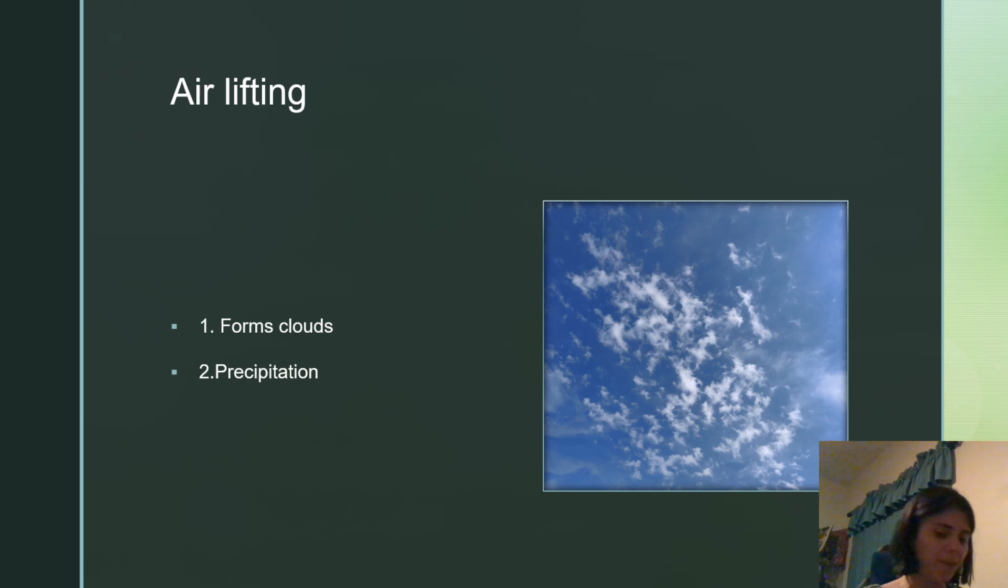So now that we know the types of air lifting, why does it cause it to form clouds and precipitation? Well, when the air rises, it cools, and the air particles collect water vapor that is in the sky, and that water vapor forms clouds. And when clouds are formed and they have enough water vapor in them, which is when they reach their saturation point, they will cause precipitation.